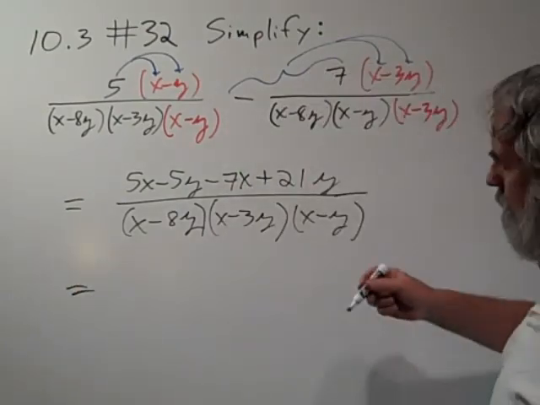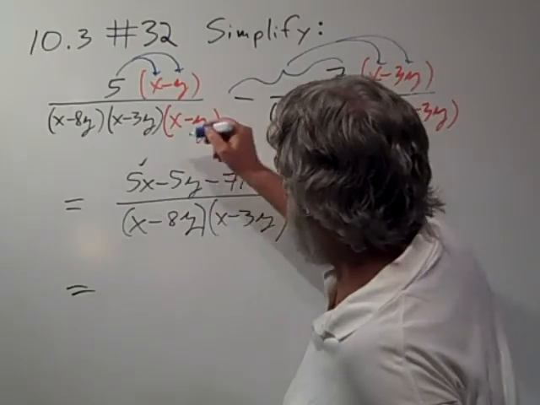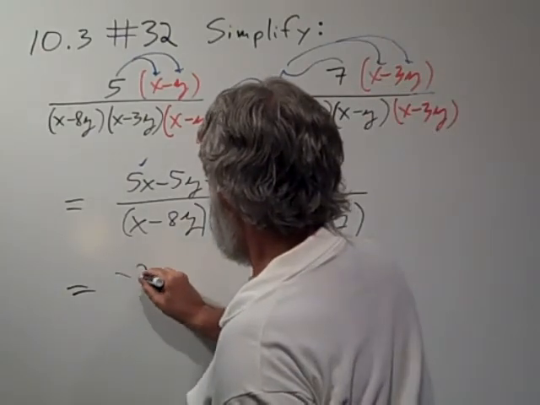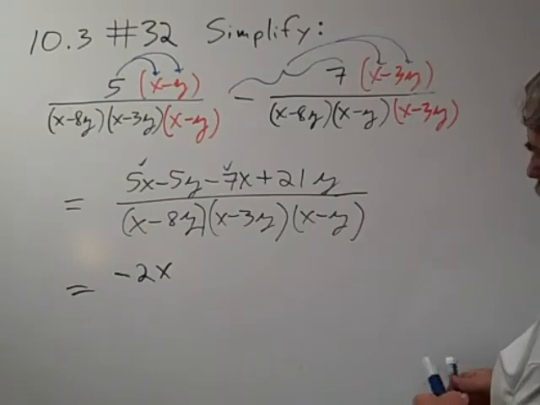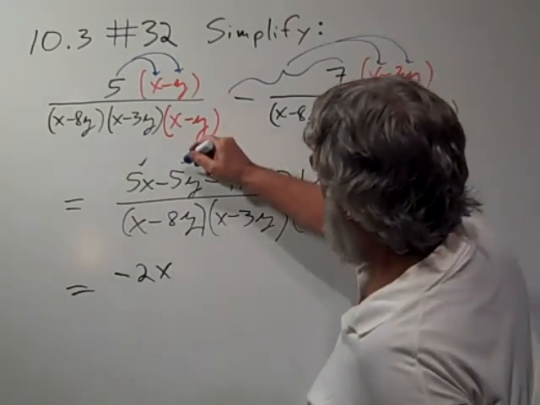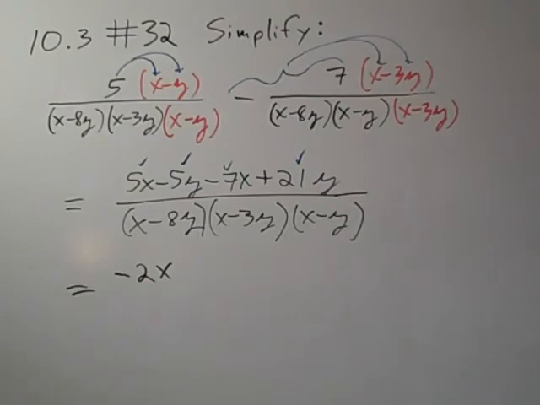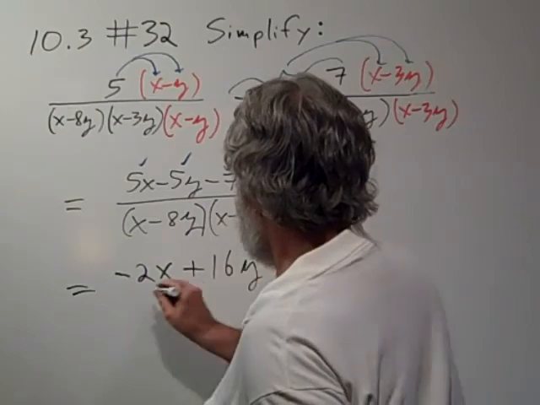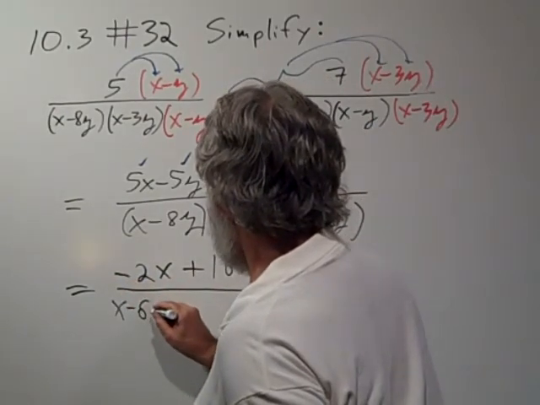Combining like terms, we've got 5x's take away 7x's. That's negative 2x. And in the y department, we've got negative 5y's plus 21y's. 21y's minus 5y's is 16y's. And same denominator as before.